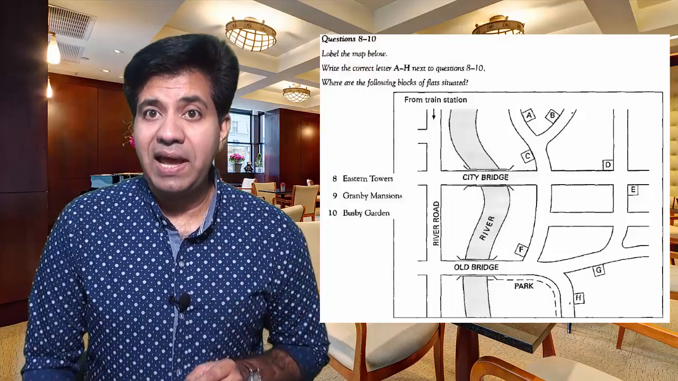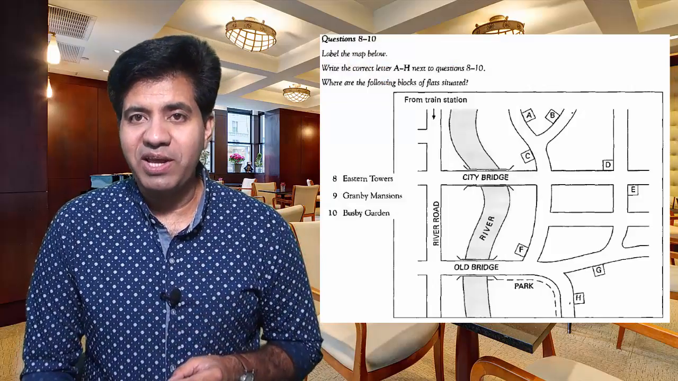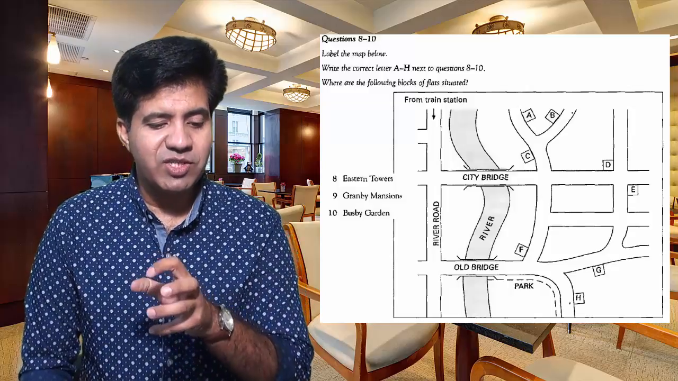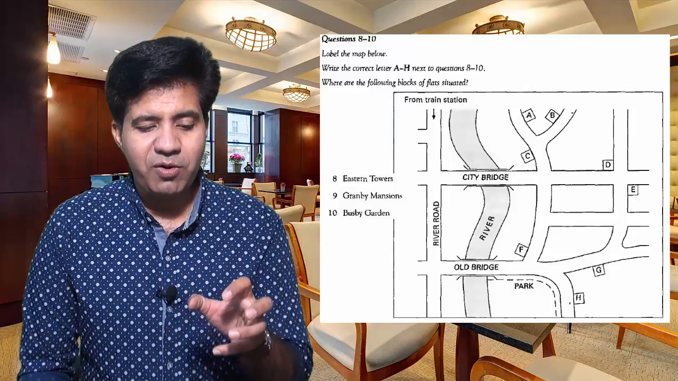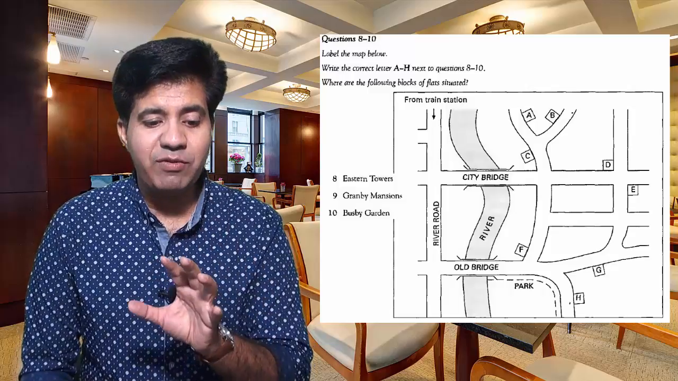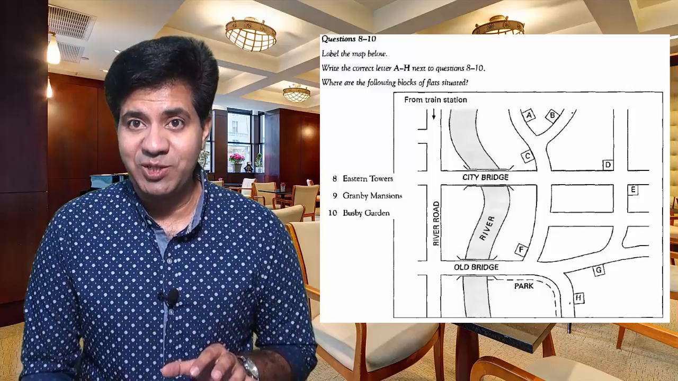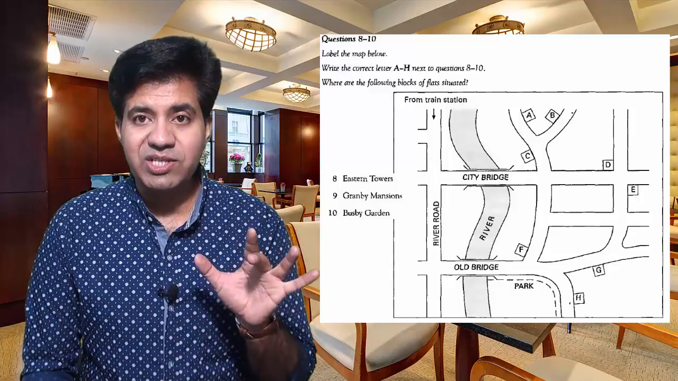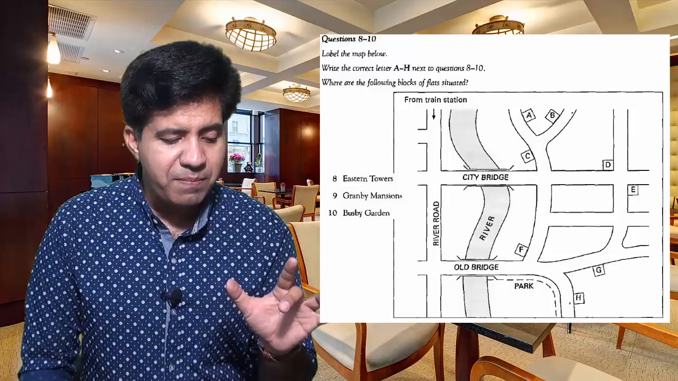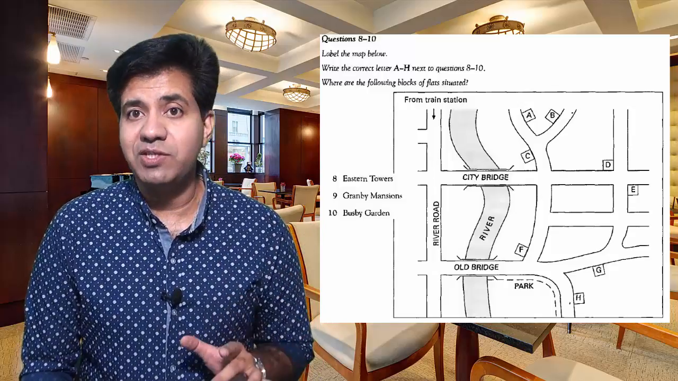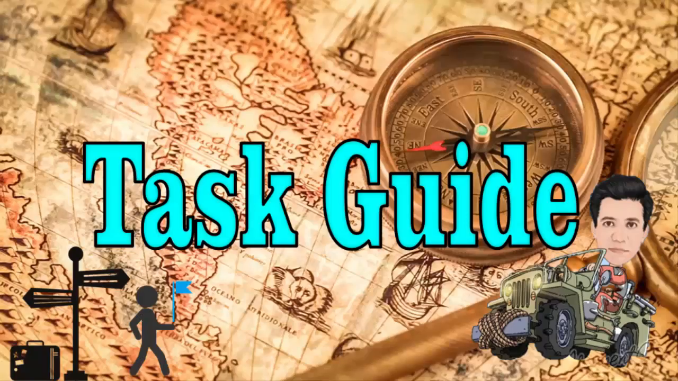It can be a map, it can be a plan, it can be a diagram. So how to label that? That's what I'm going to tell you. Now look at the picture. This is how a map looks. Take a look at the map. Got it? See that map? We've got City Bridge, River Road, Old Bridge, Park, some information is given, and then we've got the letters like A, B, C, D, E, F, G, H. And we've got the questions like Eastern Towers, Granby Mansion, and Bursby Garden. Got it? Okay.